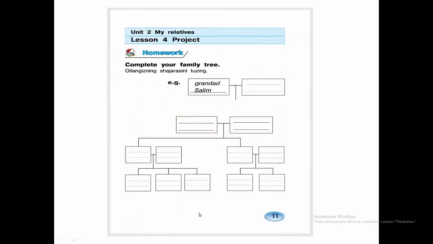And in your workbook, you can see your homework. So, what is the homework for you today? You should complete your family tree. Imagine this is your family tree. You should write here your family members and their names, of course. For example, granddad Salim, grandma Rahima, and your father, your mother, and like this, you should complete your family tree.